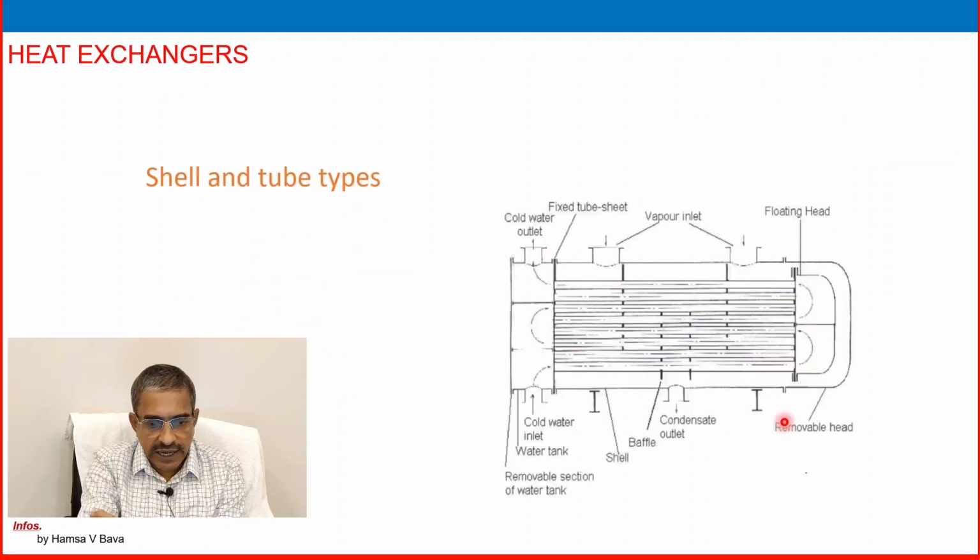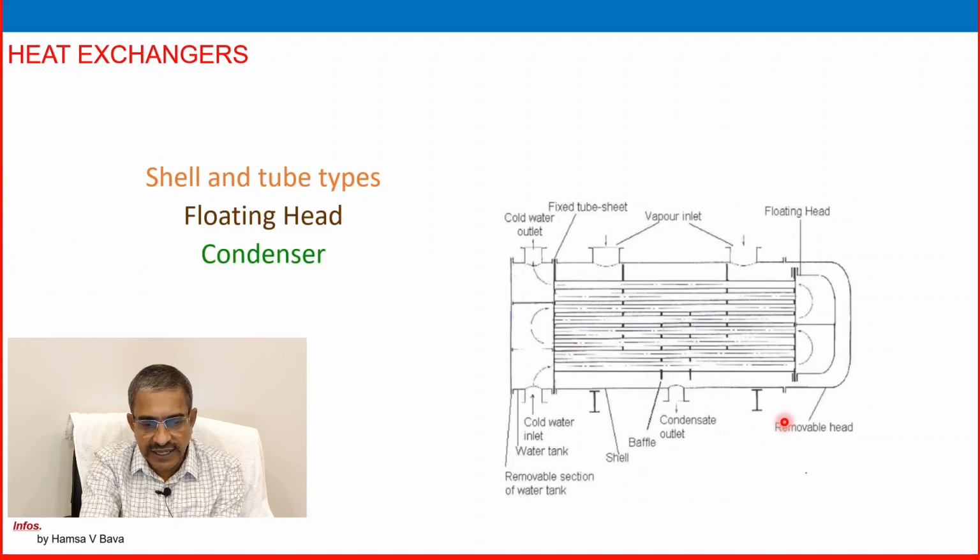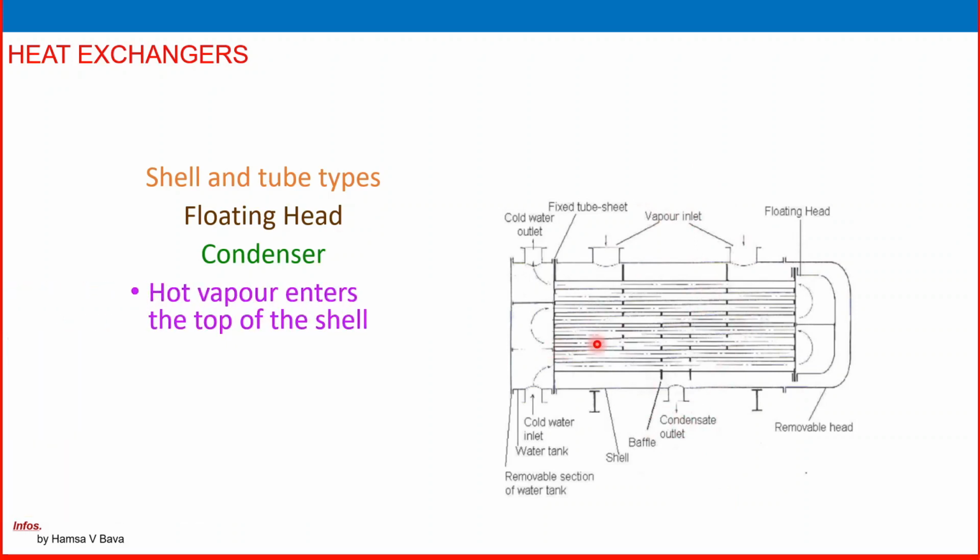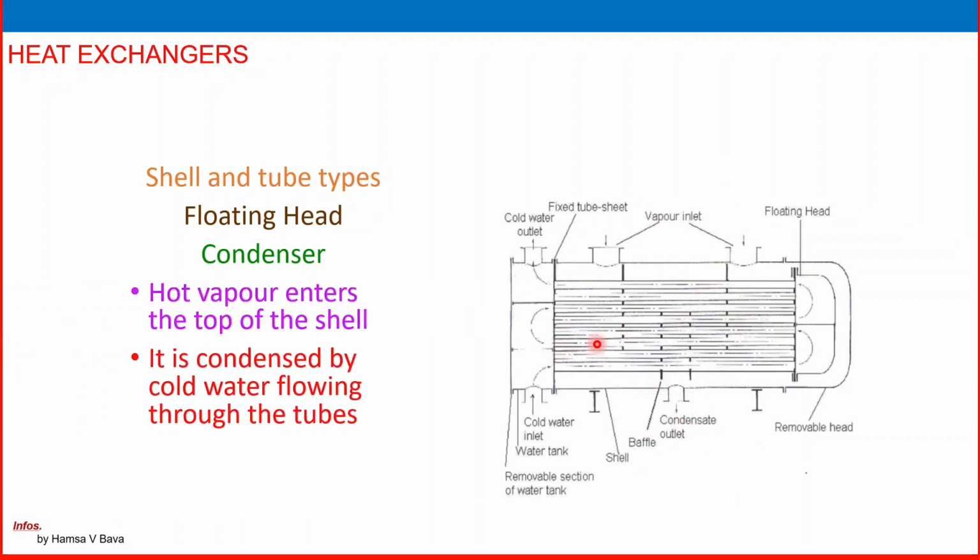And shell and tube heat exchanger, floating head, condenser. See, vapor is entering from here. Condenser means vapor entering and condensate leaving, with a change of phase from vapor to liquid. That is the shell and tube condenser type. Hot vapor enters the top of the shell. It is condensed by cold water flowing through the tubes, and the water becomes hot on this side. That is a floating head with a removable head, a shell and tube used as a condenser.